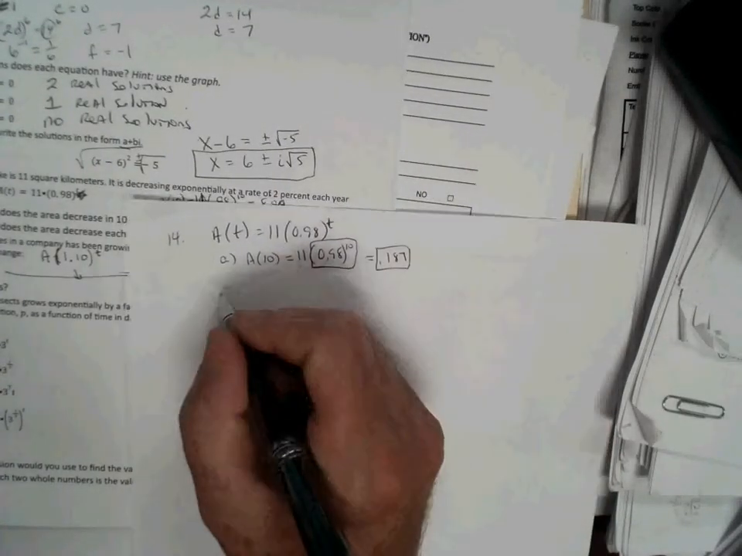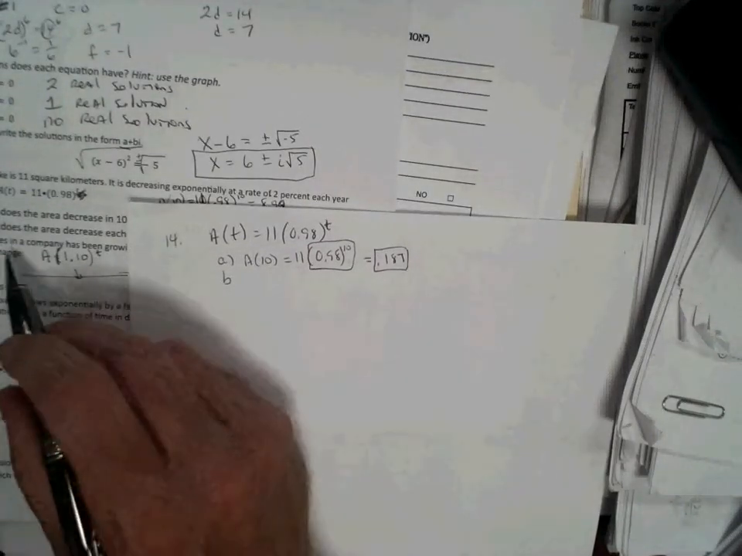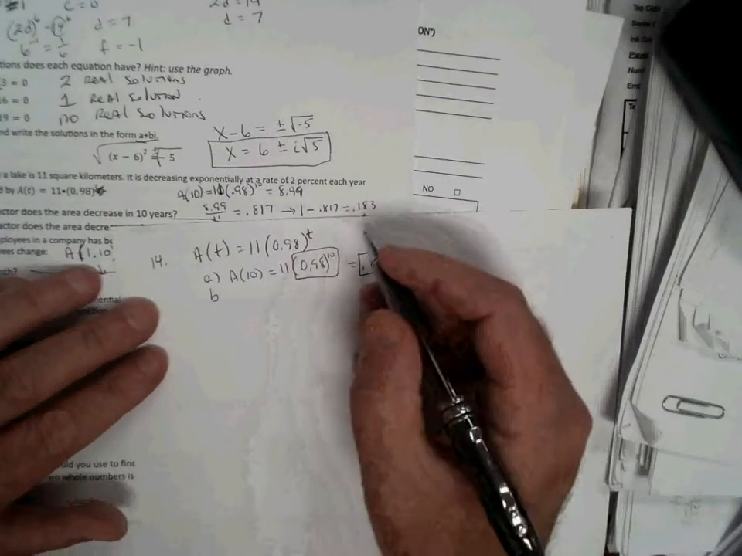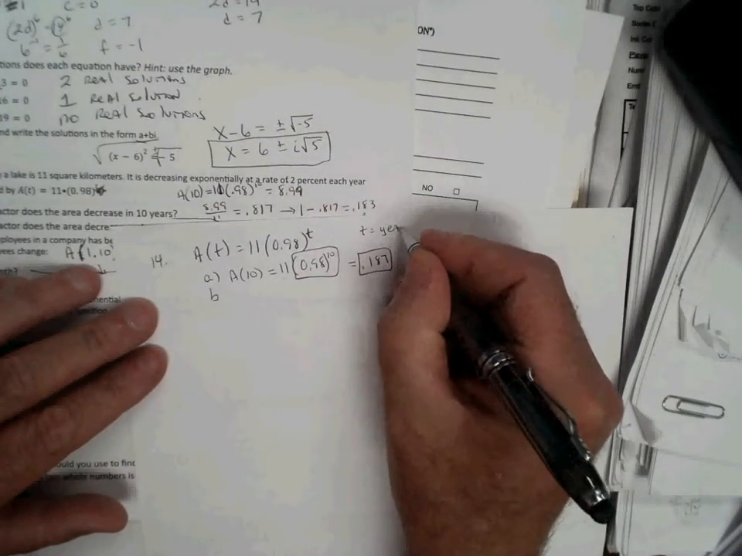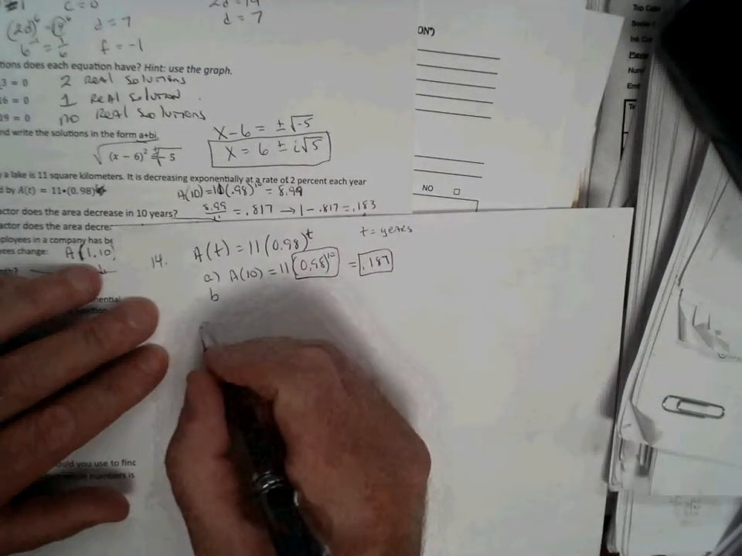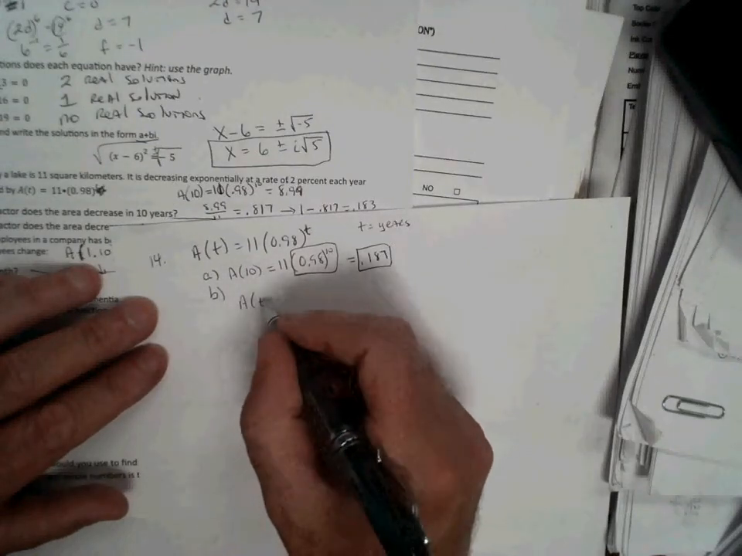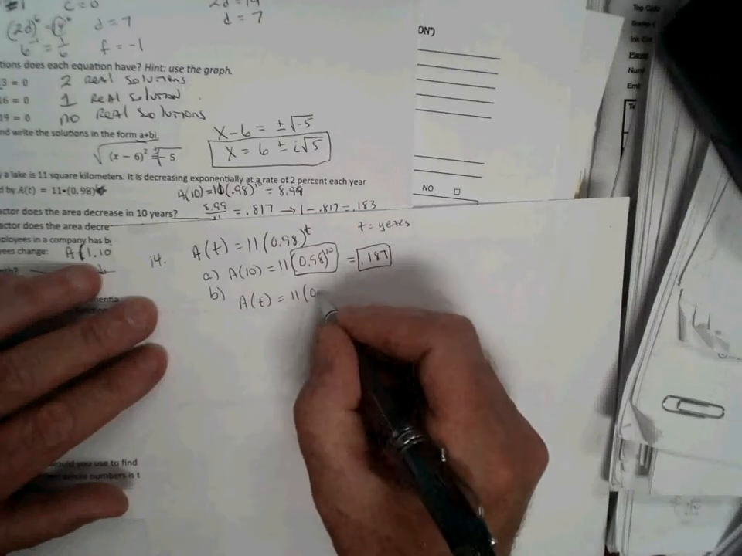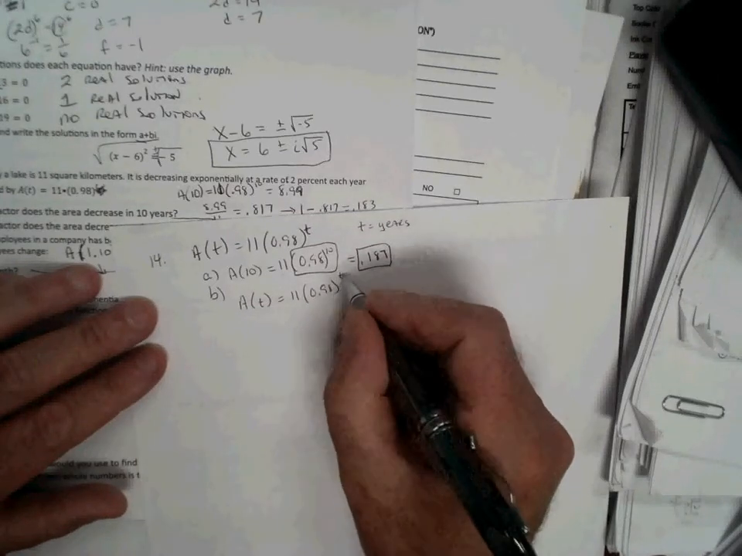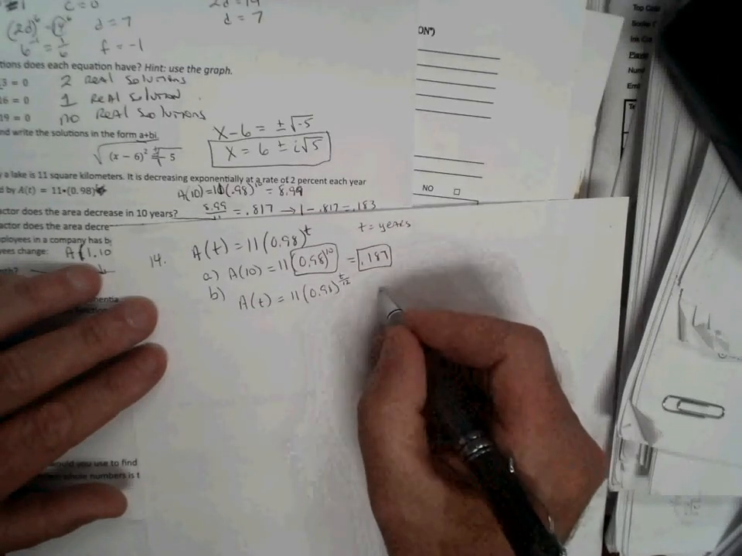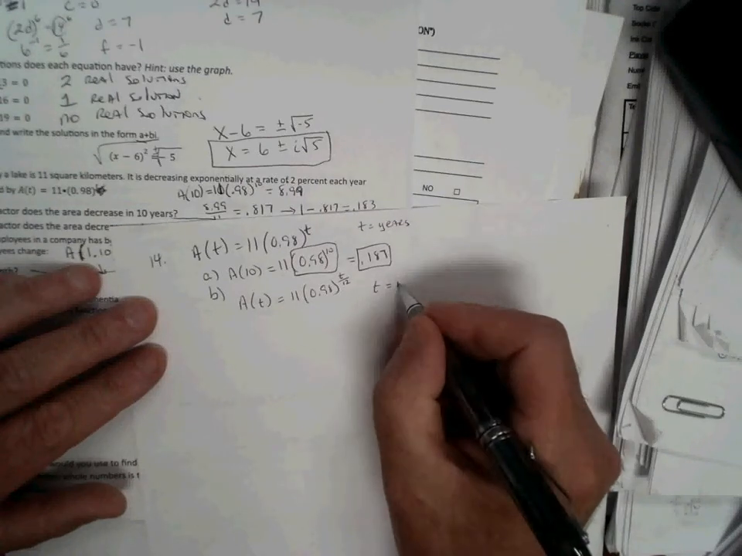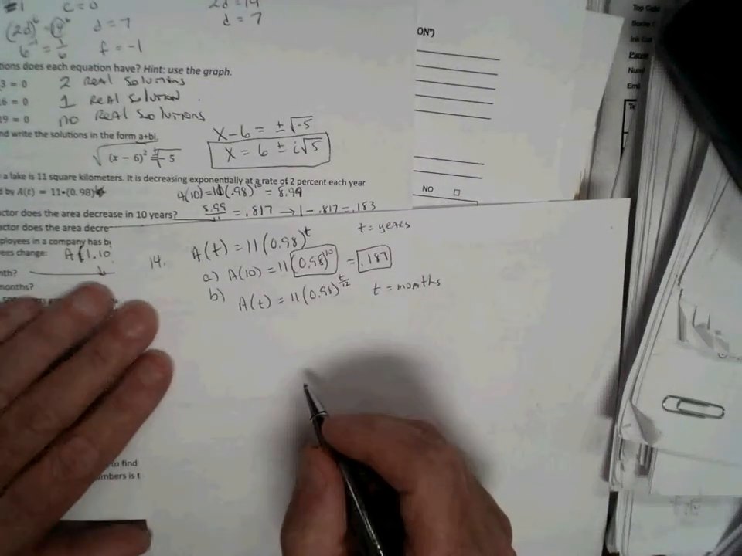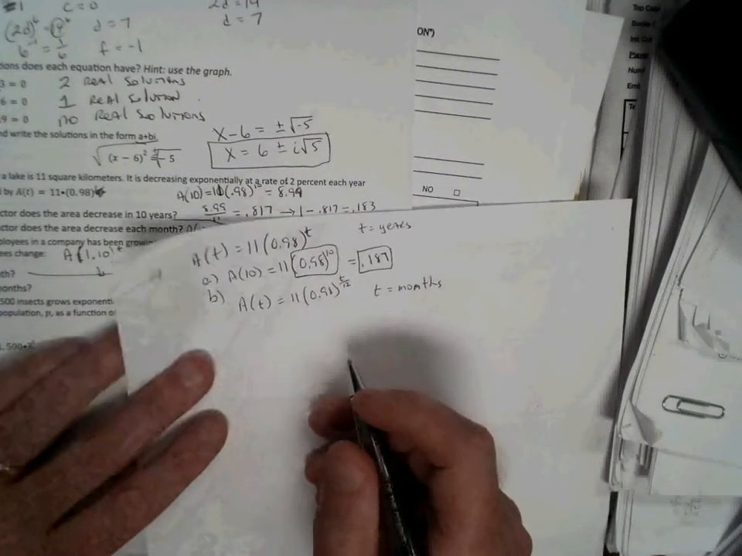Part B says what factor does it decrease by each month? So if this is our factor where t is years, and there's 12 months in a year, we know that A of t in months is going to be 11 times 0.98 raised to t divided by how many months there are in a year. So this time t is in months. And so if we want to know each month, we're going to plug in 1 month there and find A of 1.